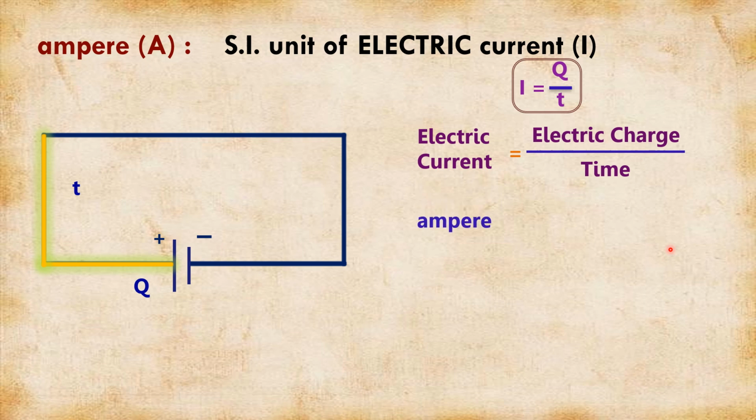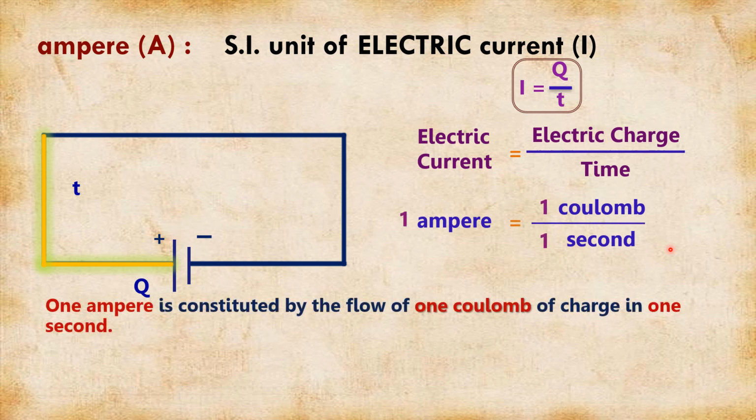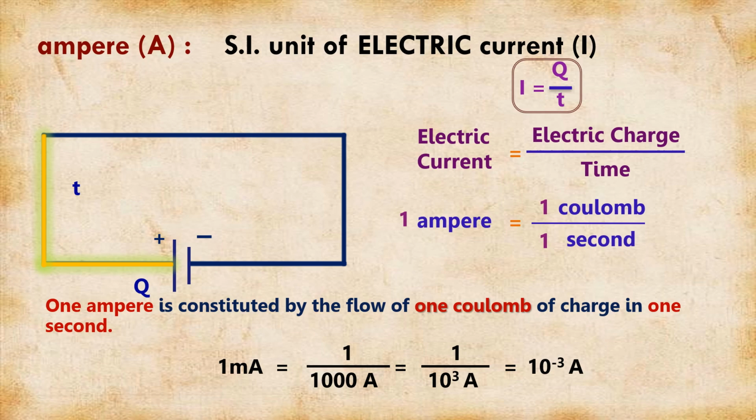So we measure electric current by ampere. So ampere is equal to coulomb divided by second. So 1 ampere is equal to 1 coulomb divided by 1 second. So we define 1 ampere: 1 ampere is constituted by the flow of 1 coulomb of charge in 1 second. 1 milliampere, 1 by 1000 ampere, is equal to 1 by 10 to the power 3 ampere, which is equal to 10 to the power minus 3 ampere.